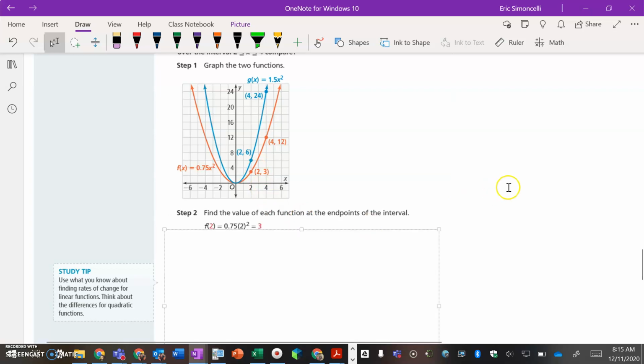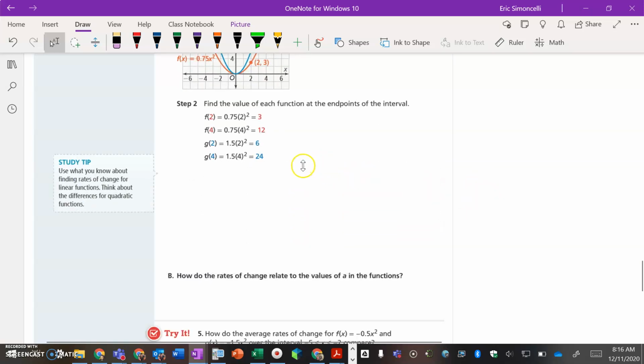So you can go to the f of x equals 0.75x squared function, plugging in 2, yielding 3. You can see that on the graph in red. You could do the same with 4. So 4, 12 there in red. And of course in blue, 2, 6, and 4, 24.